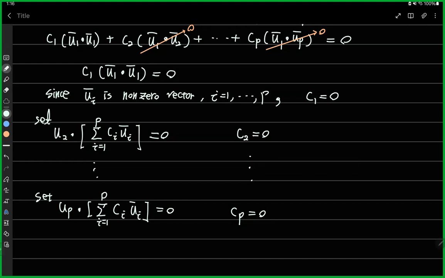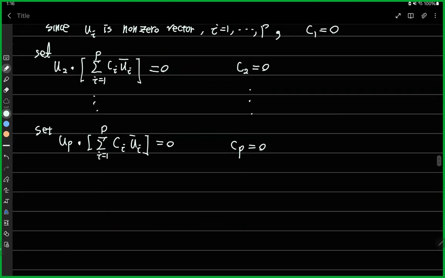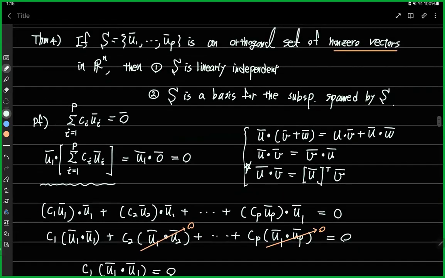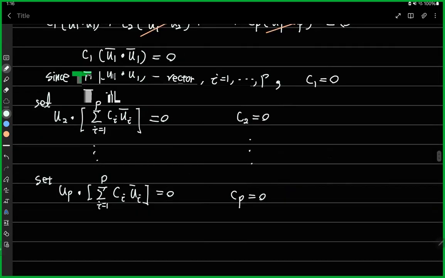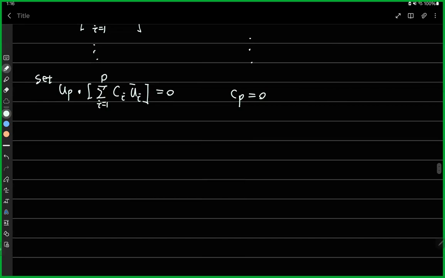Next, we proved that the set is linearly independent, right? So a linearly independent set can be used as a basis. So the second statement is obviously true. Now we are going to focus on not just an orthogonal set. We narrow down to an orthogonal set used as a basis. That is called the orthogonal basis.